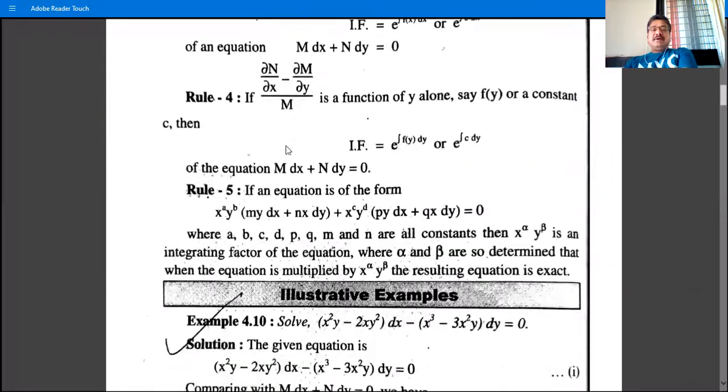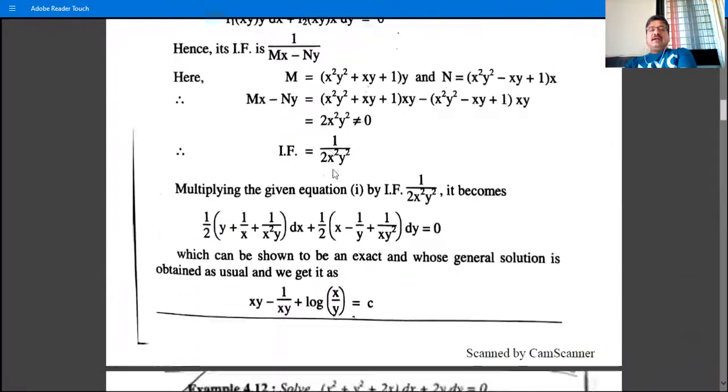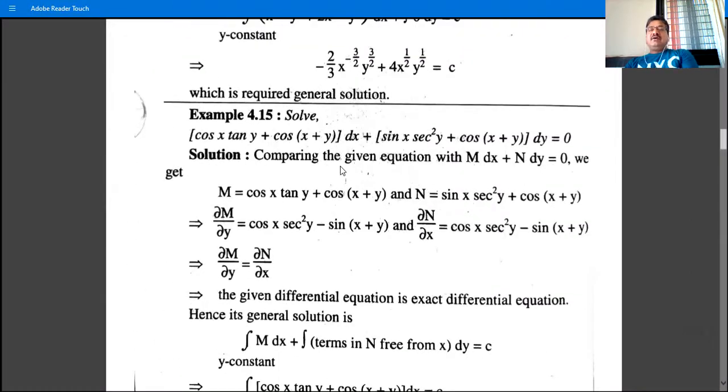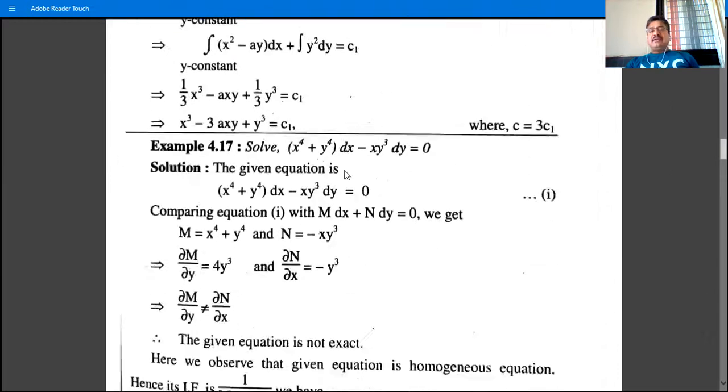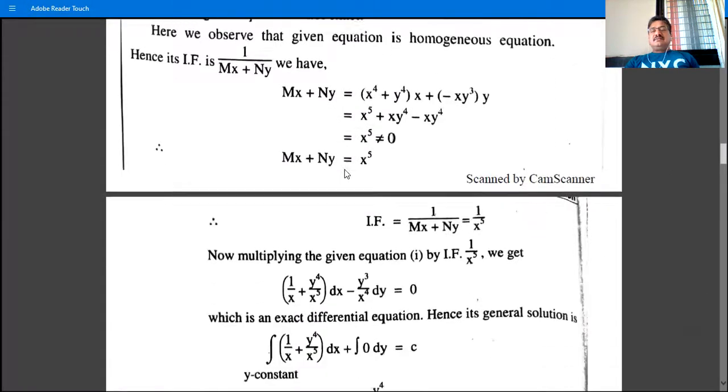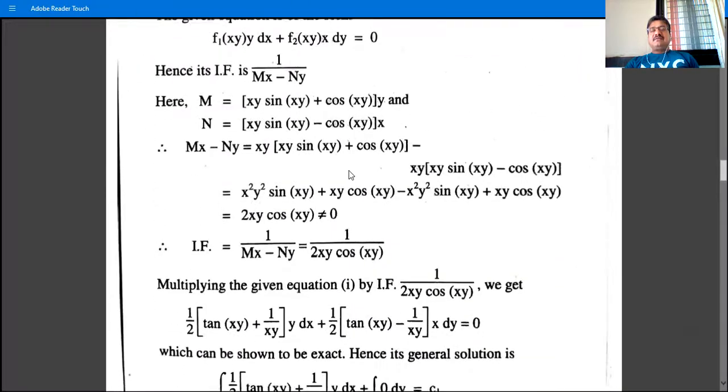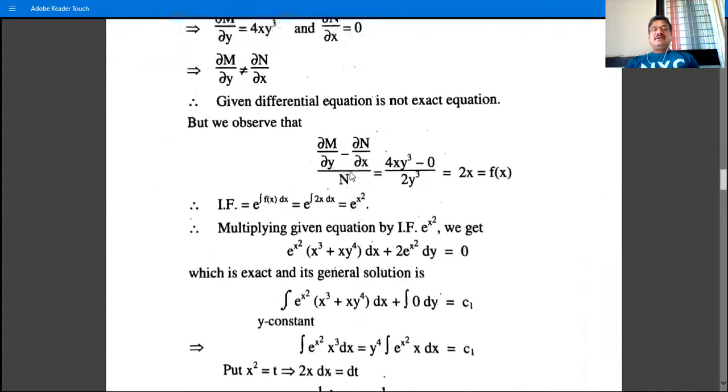So if the question is which of the following is the integrating factor, then we have to check which one of these 6 methods is applicable. So it depends on you.